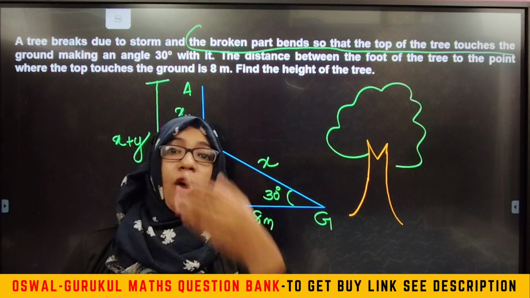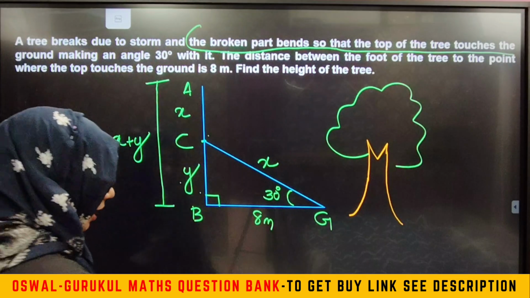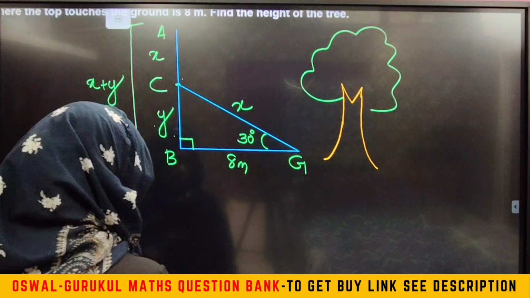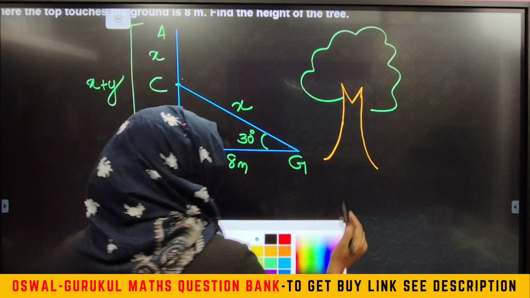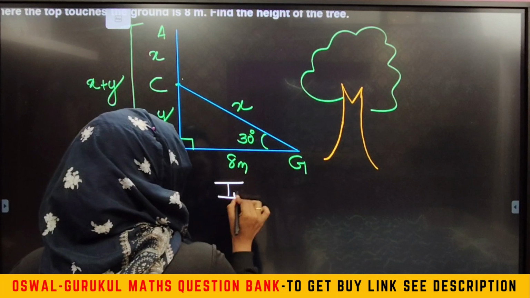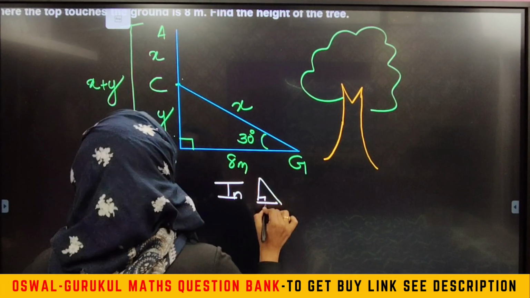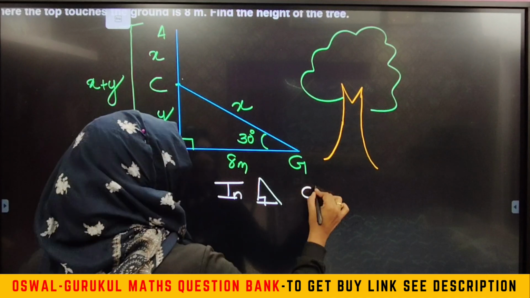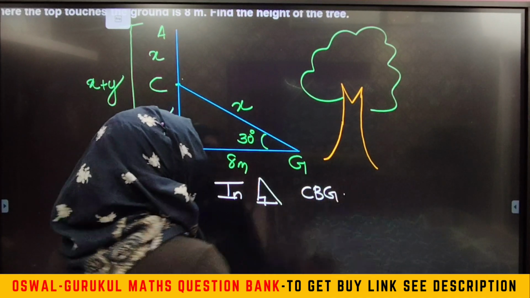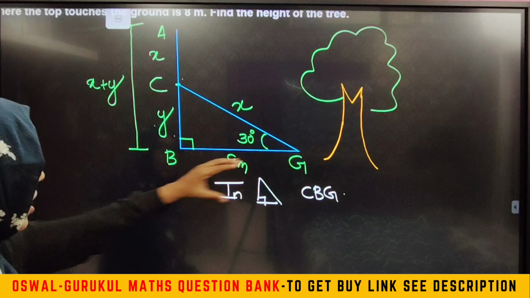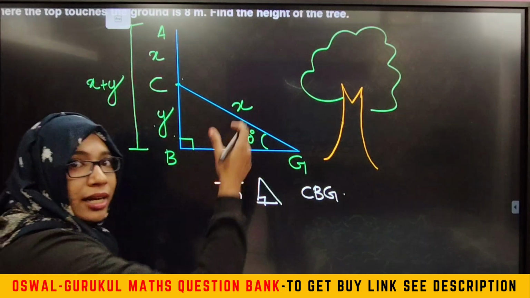So that you can find all the remaining sides of the right angle triangle there. So what you have to do is take, in right angled triangle CBG, okay, this is the right angle triangle. Actually, I am talking about CBG. The angle other than 90 degree.